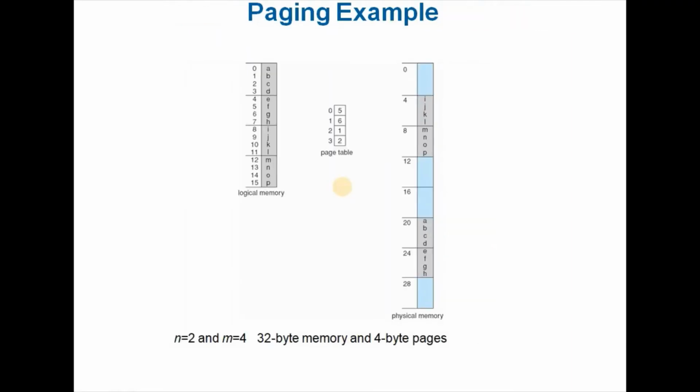Here is another example. For example, if n is equal to 2, that is displacement is equal to 2, and m is equal to 4, that is 32 byte memory and 4 byte pages, which means here we can see that 1, 2, 3, 4 byte pages are there, and total 4 into 8, 32 byte memory will be there.